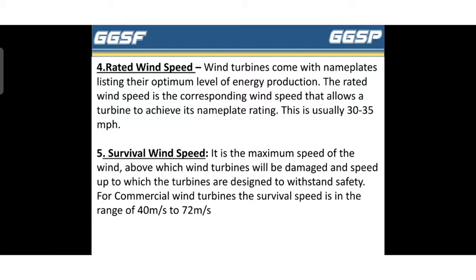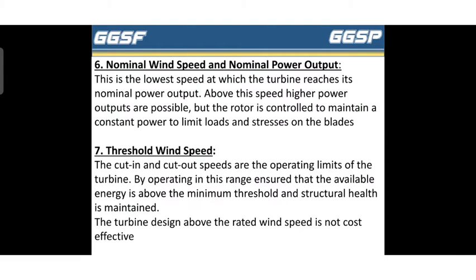Fifth is survival wind speed. It is the maximum speed of the wind above which wind turbines will be damaged, and the speed up to which the turbines are designed to withstand safely. For commercial wind turbines, the survival speed is in the range of 14 meters per second to 72 meters per second.